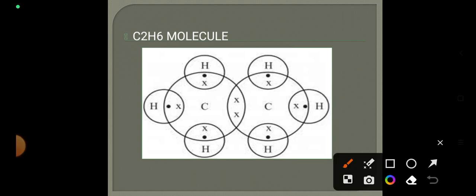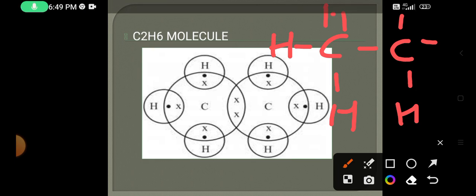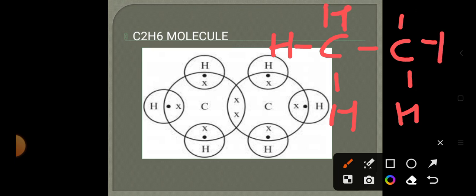If I count the total number of carbon atoms, they are 2, and then the total number of hydrogens will be 1, 2, 3, 4, 5 and 6. So this is how we draw the structure. If you are getting very confused, students, about how to draw it, and here is one hydrogen.